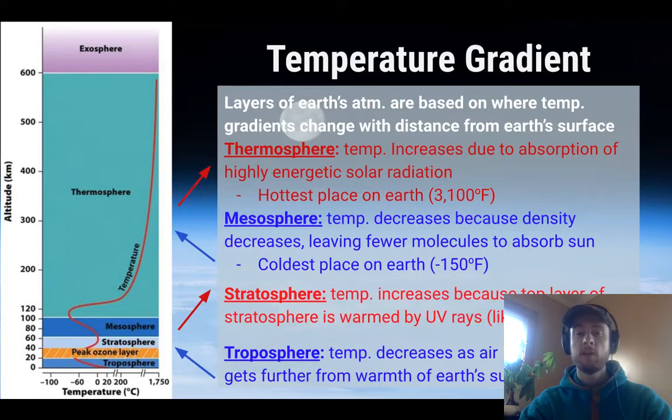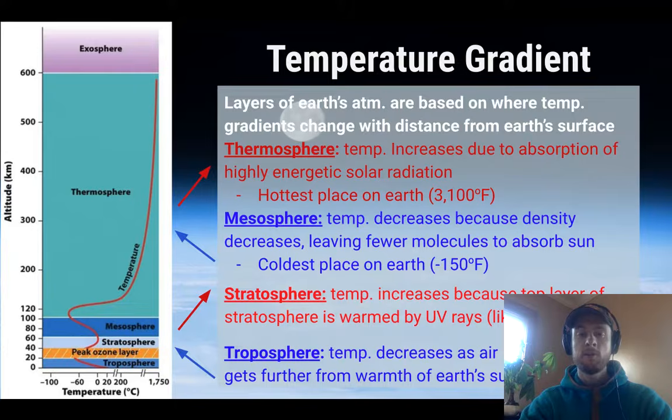Now we'll take a look at the way that temperature changes within each layer. So it's important to point out that these layers are actually determined by the changes in temperature gradient. So we'll start at the lowest layer and work our way up. And I want you to keep an eye on the graph over to the left and on these red and blue arrows as we go, because they can remind you what's happening to temperature in each layer.